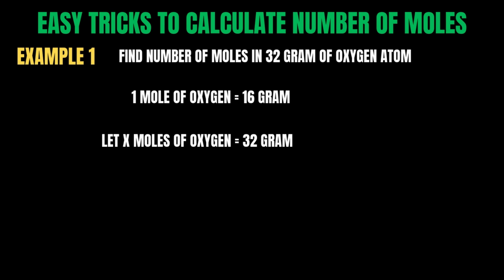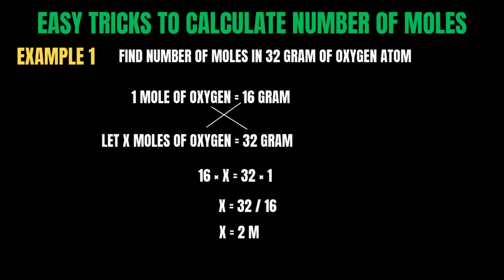Now you need to apply this trick. Cross-multiply both of them. This will give us 16 multiplied by x is equal to 32 multiplied by 1. Now divide both sides by 16. Then the answer will be equal to 2. So x will be equal to 2 moles. You can apply this trick and solve any type of question. You just need to cross-multiply both sides and you will get the number of moles.